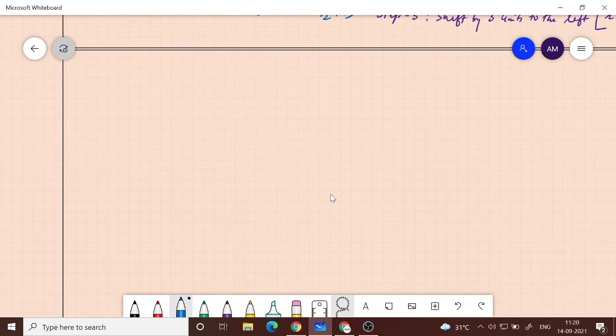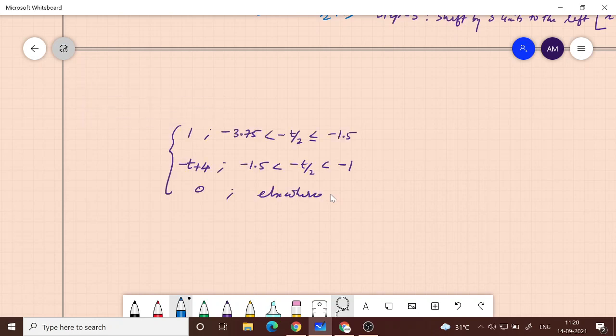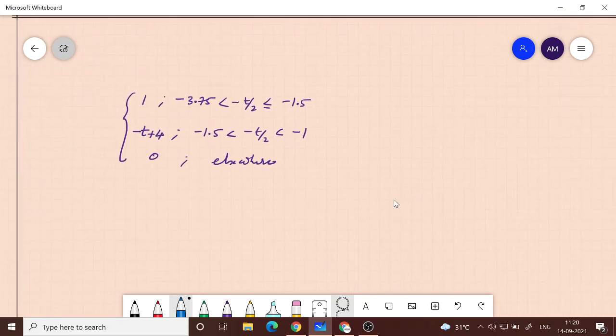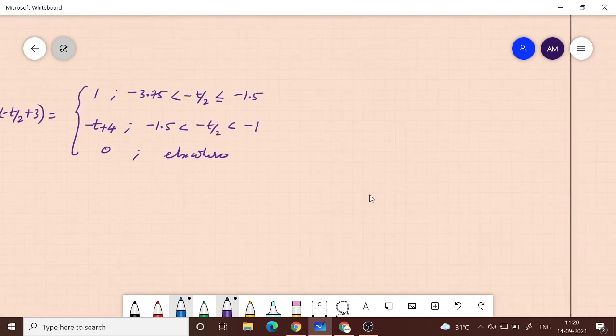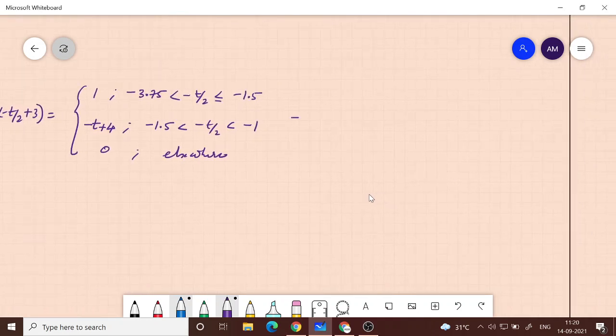So a lot of algebra is involved, not so much. Okay, so this is our expression. What is this expression? x of minus t by 2 plus 3 after replacing t. So now the next step of simplification is 1. So let's do both simultaneously.